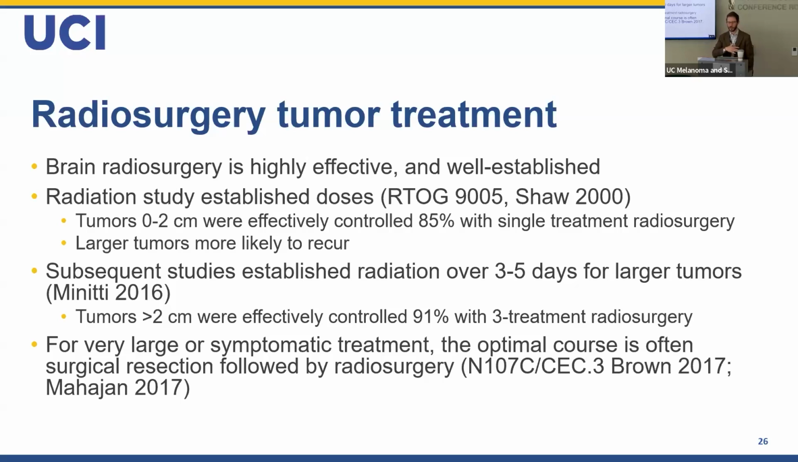The field has established and contemporized much since then. For larger tumors greater than 2 centimeters in size, we will often break up the radiation therapy and be able to achieve similar results. For very large or symptomatic tumors, we often find that the best treatment starts with surgical resection, where radiosurgery is an adjunct to the surgery that's been performed. Again, has been well established in clinical trials.